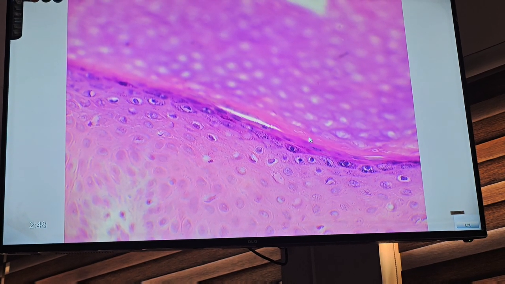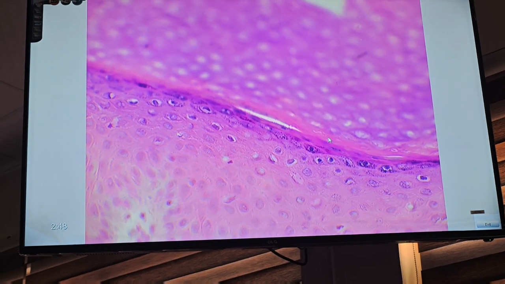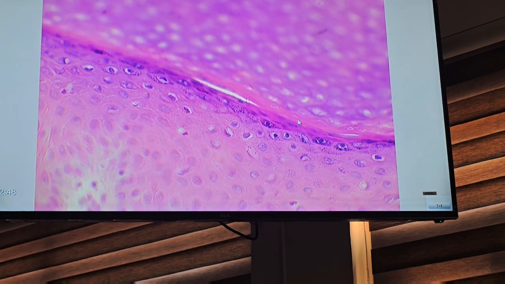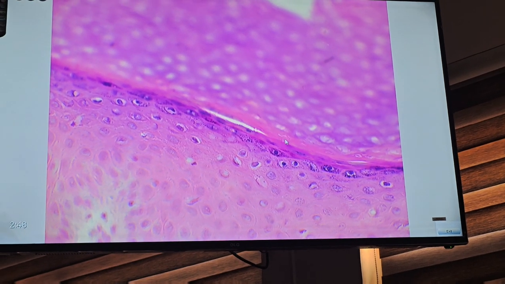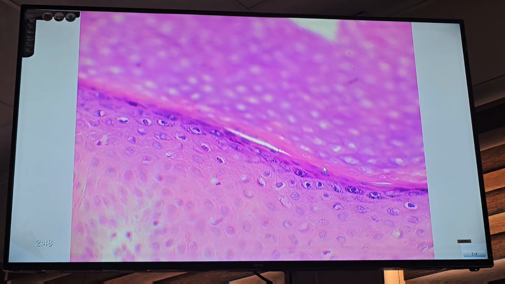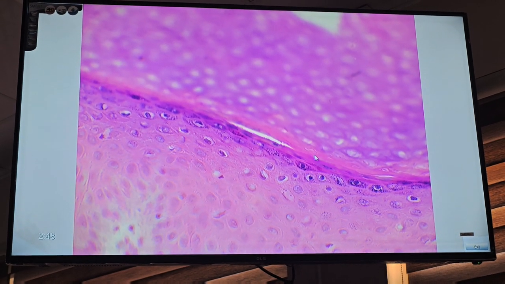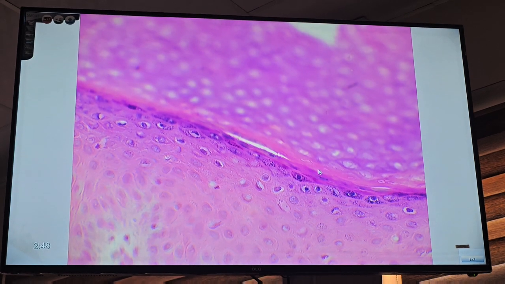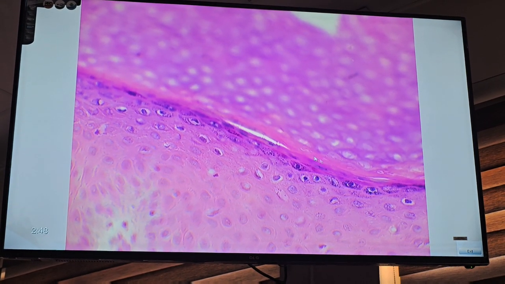The fourth layer is called stratum lucidum. This layer is only found in thick skin. A translucent layer of eosinophilic flattened cells. Nuclei and organelles are lost in this layer. Stratum lucidum, a translucent eosinophilic layer of flattened non-nucleated cells.